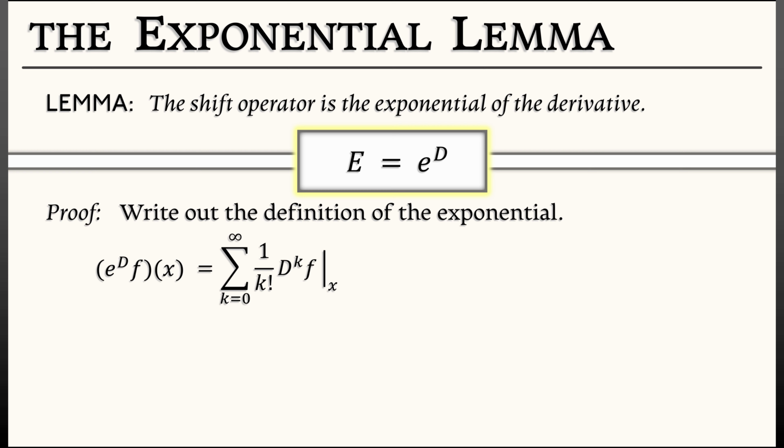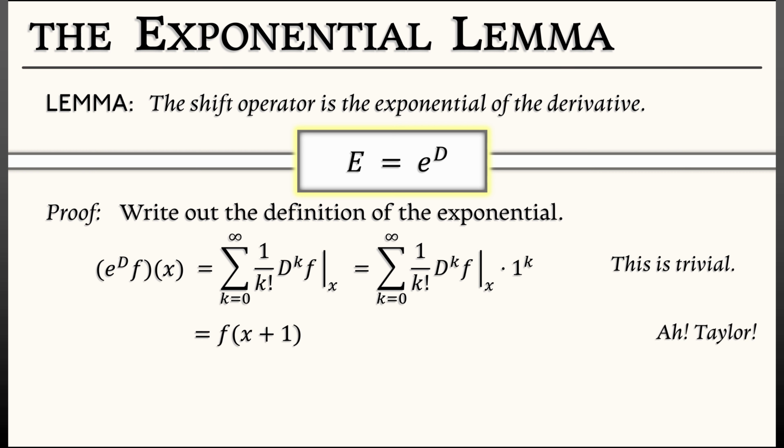Now, I'm going to do one little simple trick, and that is I'm going to take each of those terms and multiply by 1. Or rather, 1 to the k, which is always equal to 1. Now, why am I doing that? I'm doing that because if you remember your Taylor series, then you recognize this as the Taylor expansion of f about x used to evaluate f at x plus 1. And what is f at x plus 1? That's really Ef at x. So these two operators, E and e to the D, really give you the same result. They are the same operator.